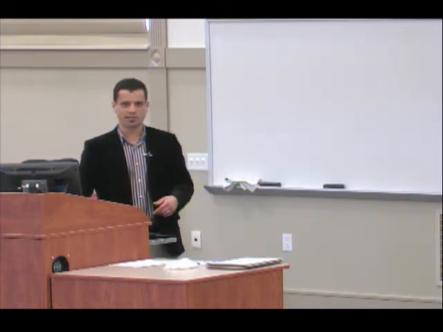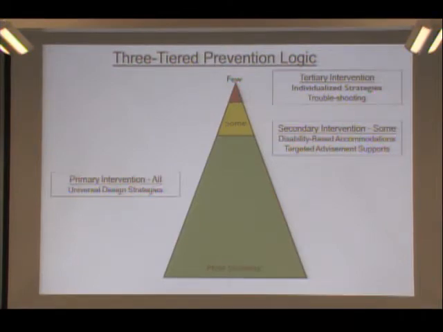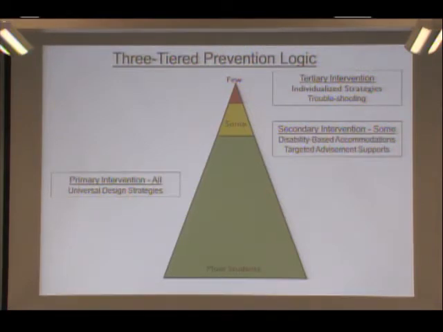So has anybody ever seen this triangle before? This is new. This triangle shows a logic of prevention, a three-tiered logic of prevention in positive behavior support. If we think of the triangle as representing all students, our entire student population here at Edinboro or any university, the area in the green would be most students, including many students with ASD. These are strategies that we'll use to accommodate and support all students, and these would be our universal design strategies that I'm going to talk about.